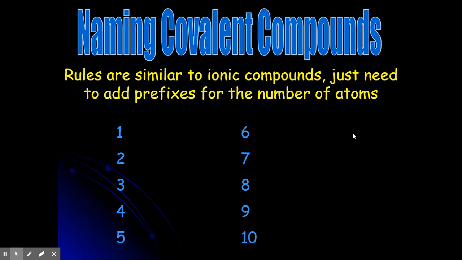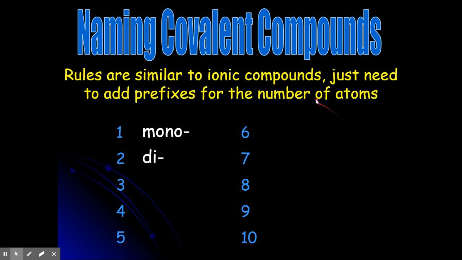So if we look here, the prefix for 1 in covalent compounds, and we'll have different prefixes when we get to organic, is mono. Like, you guys have heard of mononucleosis. The prefix for 2 is di. Not bi. Bi is every other, but di. Like, if you took living environment, you learned about a disaccharide.